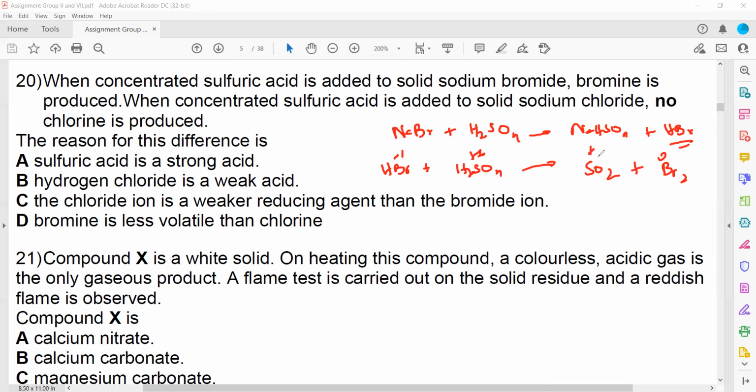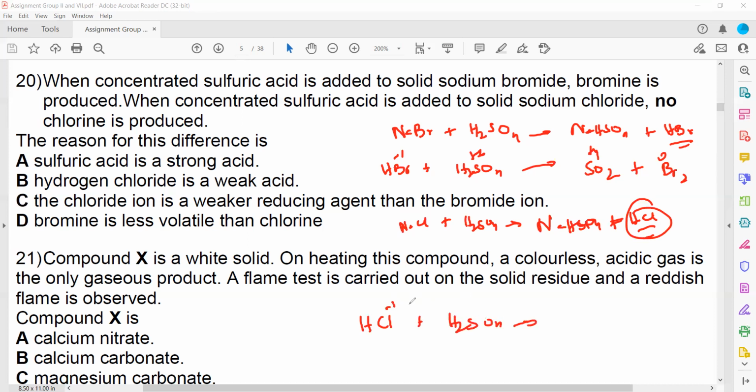But when we repeat this same procedure, for example, if sodium chloride reacts with sulfuric acid, then it will produce sodium hydrogen sulfate. There is an acid-base reaction plus misty fumes, that is HCl, and this HCl cannot further react because chloride ions are not able to reduce the sulfur to a lower oxidation number. Its oxidation number does not change. That's why the chloride ions are weak reducing agents. They are not able to reduce the sulfur to a lower oxidation number. So C is the right answer.